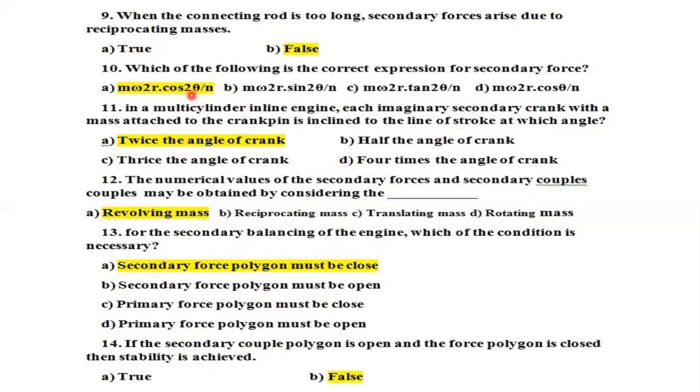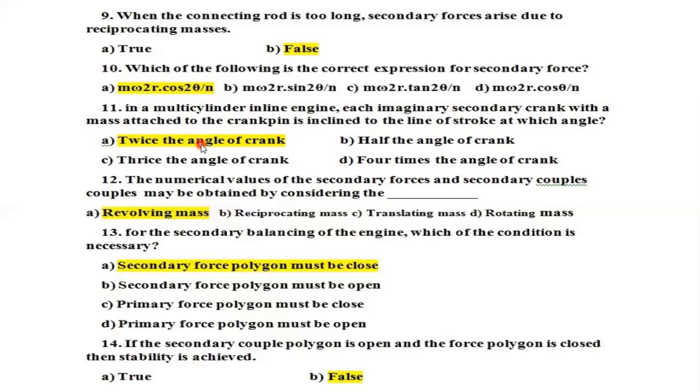Which expression is correct? The correct answer is m omega square r into cos 2 theta divided by n, not cos square theta. So this is the correct expression. The secondary forces depend on the following factors: mass, rotating speed, radius of the crank and cosine of the crank angle.